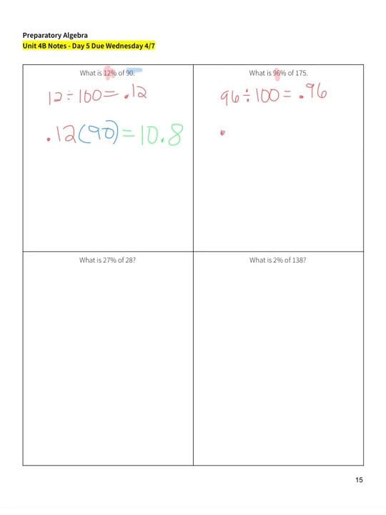My second step is to take my decimal and multiply it by the whole. We're trying to find what is 96% of 175. So we will multiply by 175. 96 hundredths times 175 is equal to 168. So 168 is 96% of 175.